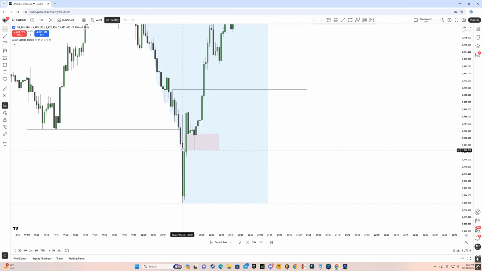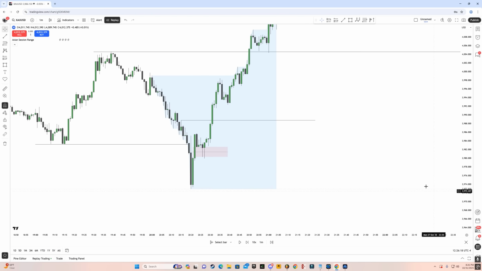But this was a perfect entry. Even though it is a single candle, it is also a high, and in that case, that can work perfectly. Okay, so let's move on to the next example.